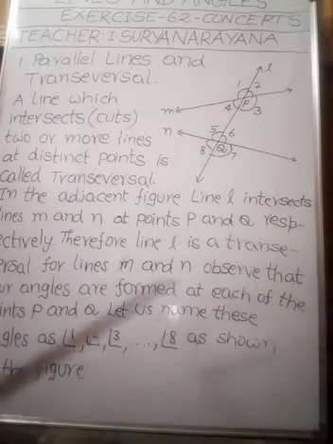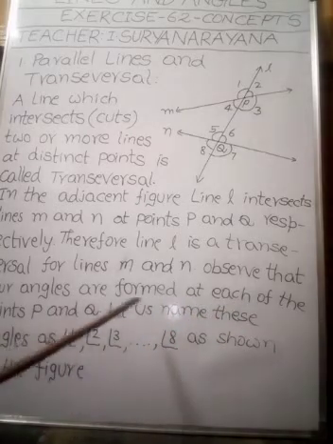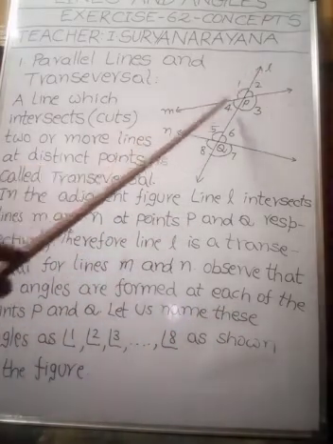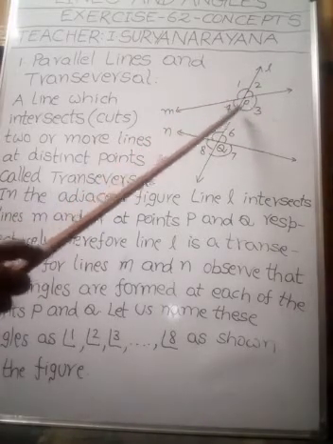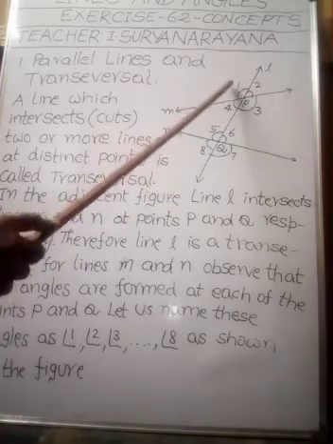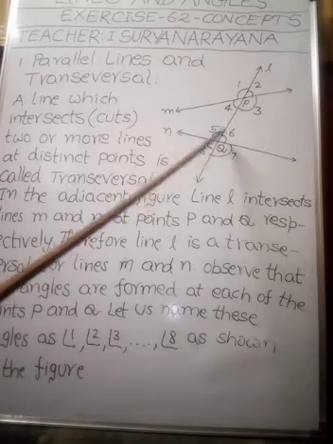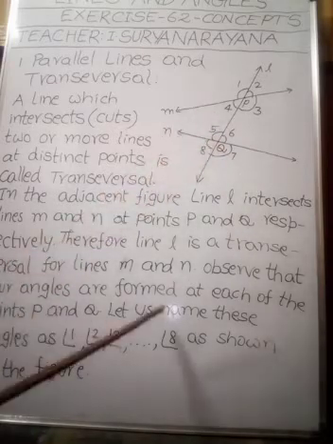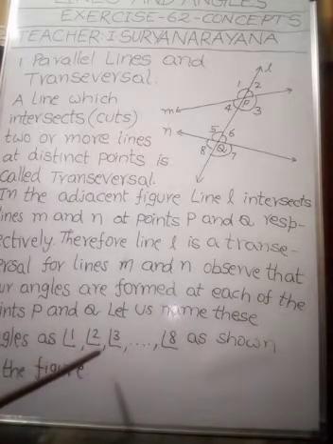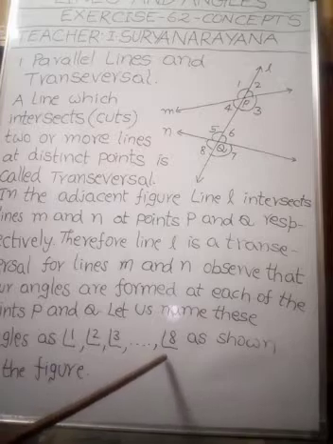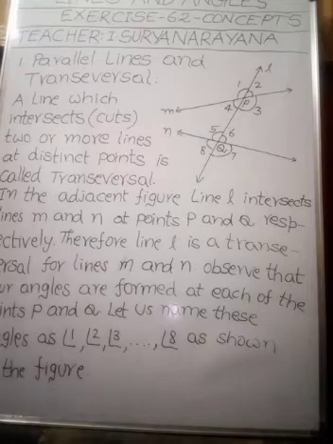Right. Observe that four angles are formed at each of the points P and Q. See here, L and M intersect at point P. If you observe here, four angles are formed: angle 1, 2, 3, 4. Similarly, at point Q also four angles are formed. Let us name these angles as angle 1, angle 2, angle 3 and so on, up to angle 8, as shown in the figure. Understood this point?